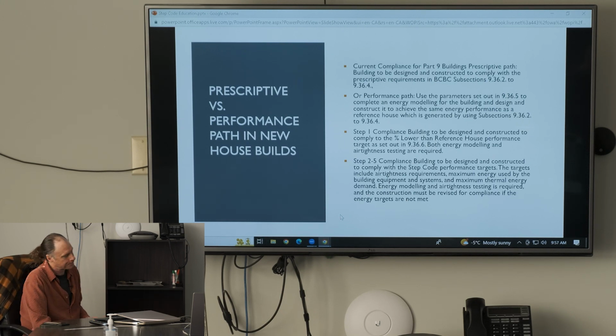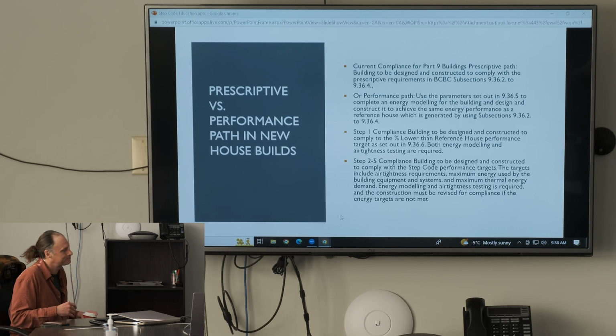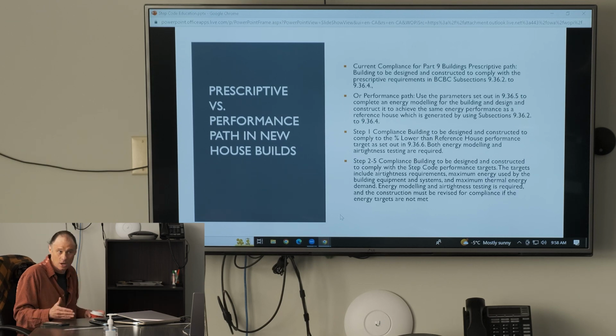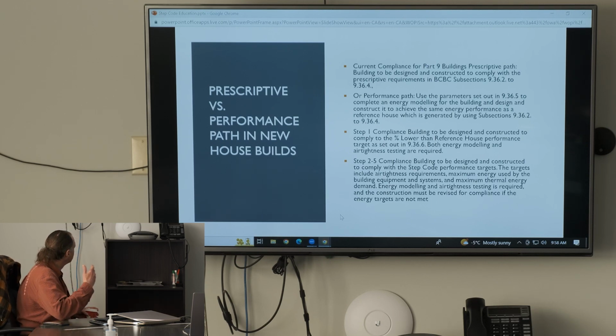So, in the past, if you could just build it to code, you didn't necessarily need an energy advisor or modeler to tell you which step you're going to reach. You're probably going to reach step 1 or 2, no problem. But when you do the energy modeling, you can know ahead of time, before you start building, which step you're likely to reach. So step 2 to 5 compliance: the building is to be designed and constructed to comply with step code performance targets.